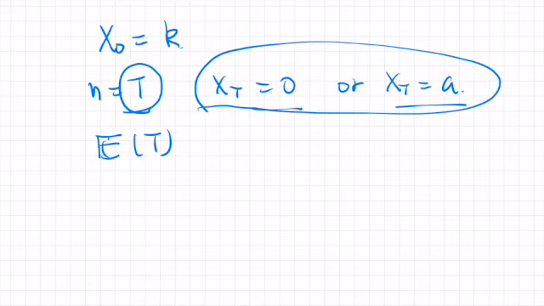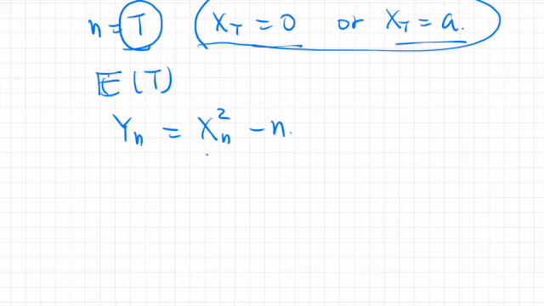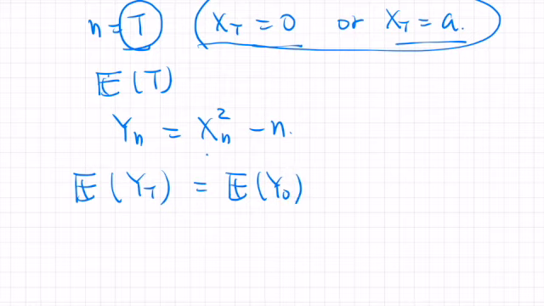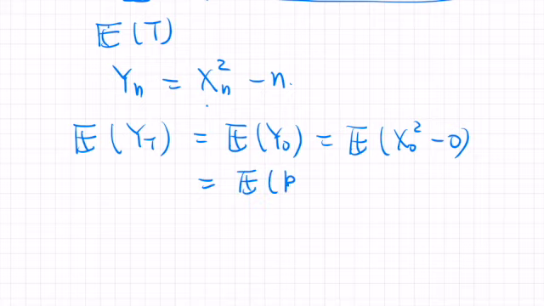So from a previous example, we know that this quantity, yn, which is defined as xn squared minus n, is a martingale with respect to xn. Okay, so by the stopping theorem, we have the expectation value of yt, this is the expectation of y at time t. This should be equal to the expectation value of y0. And by definition, this is x0 squared minus 0, but x0 is k. So we have expectation value of k squared, but k is just a constant, so it's k squared.